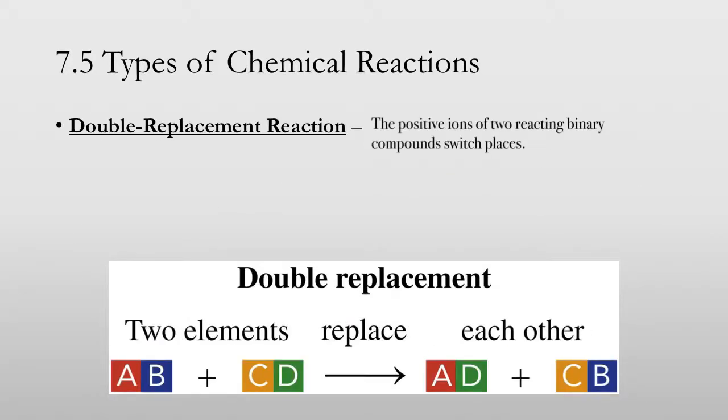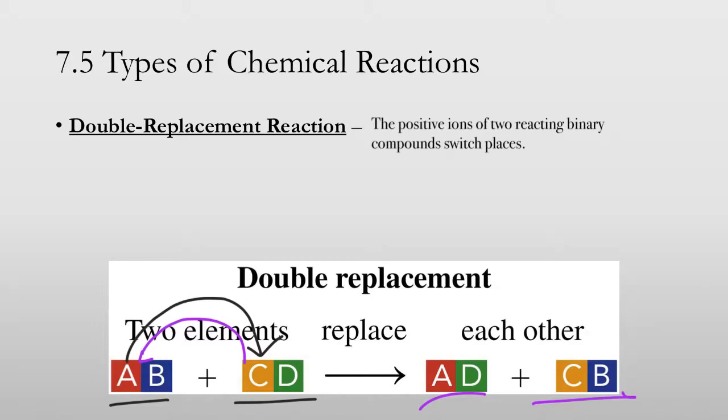There's also a double replacement reaction where both species are binary. And then it says the positive ions of two reacting binary compounds switch places. So A is going to go and be with D, and C is going to go and be with B. As you can see over here, they both switch. These are both compounds, whereas in the single replacement reaction, we had an element and a compound.